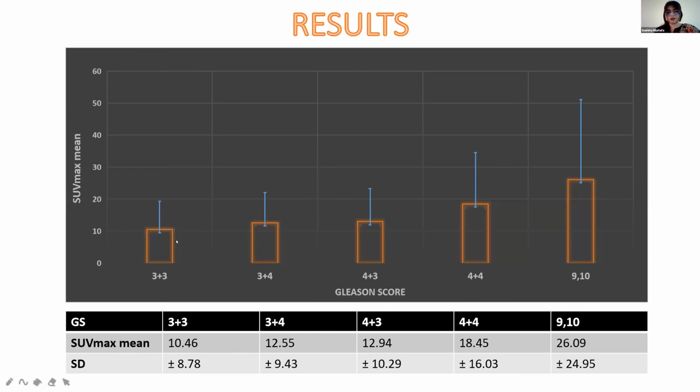As you can see, there is almost a linear relationship. As the tumor is getting more and more aggressive, there is an increase in SUV in each group. In the least aggressive group, 3+3, the SUV is 10.4, which is the mean in the group, and as we move towards 4+4 and grade 9 and 10, which are more aggressive tumors, the SUV is 18.45, and in grade 9 and 10 it is 26.09, which is more than double of what we are seeing in the least aggressive group.